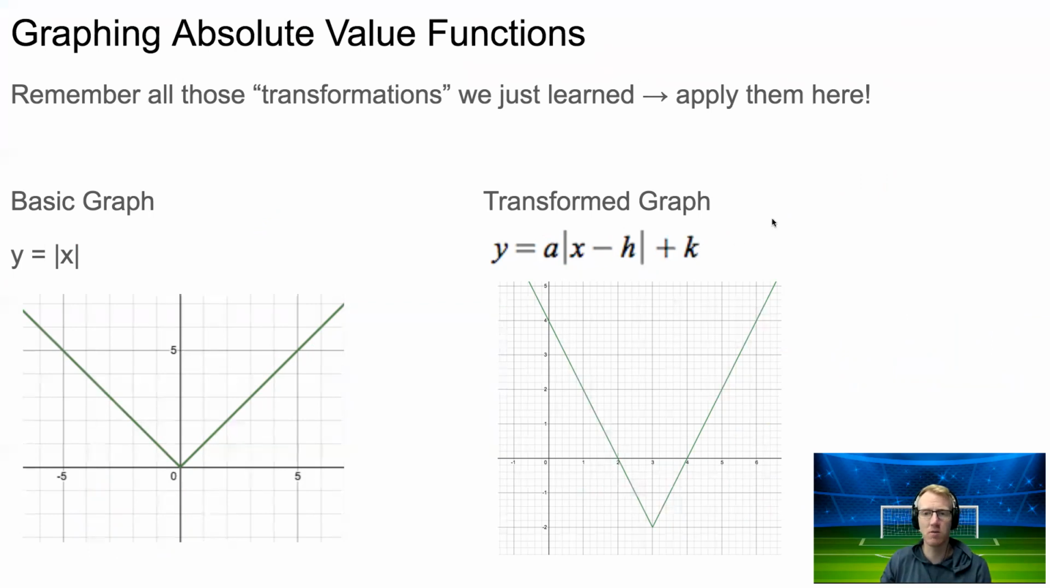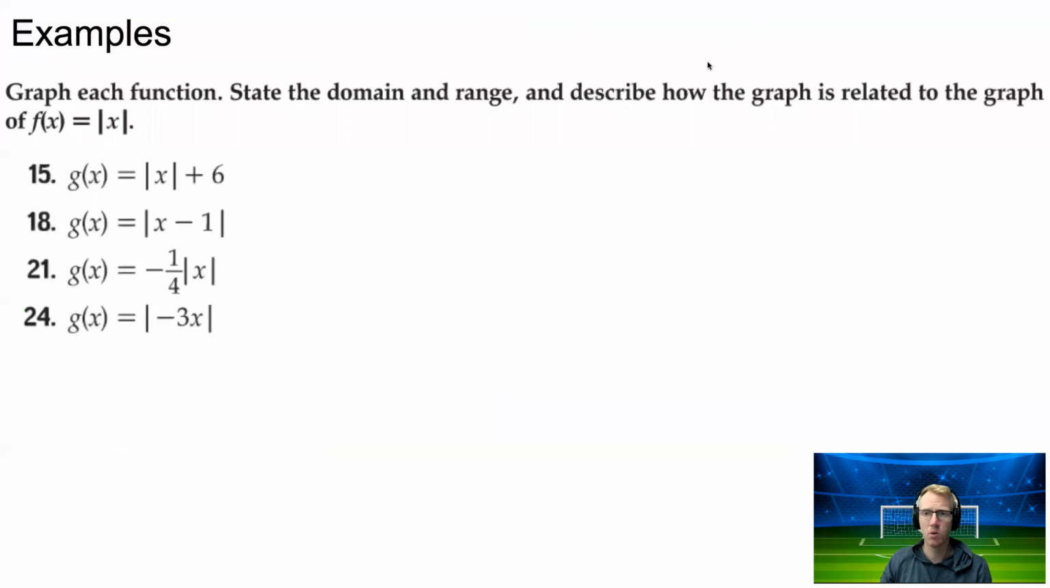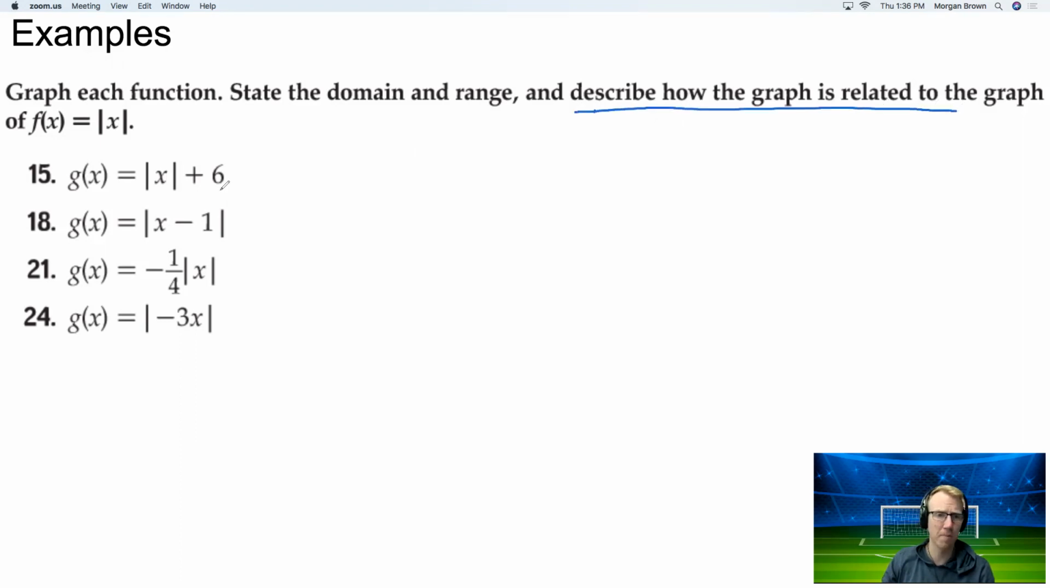Last page of these notes is the examples. So we'll talk about the transitions to the function, and then we'll even graph a couple of those. So graph each function, state the domain and range, and describe how the graph is related to the parent graph. The easiest way to start is to talk about the changes to the original graph. So for example, this means up 6 because it's a +6 at the very end outside of the brackets.